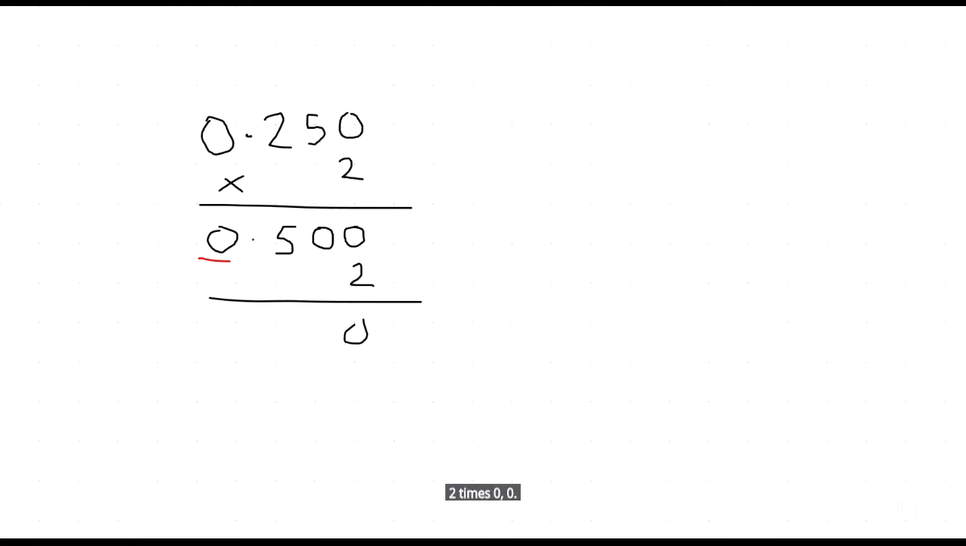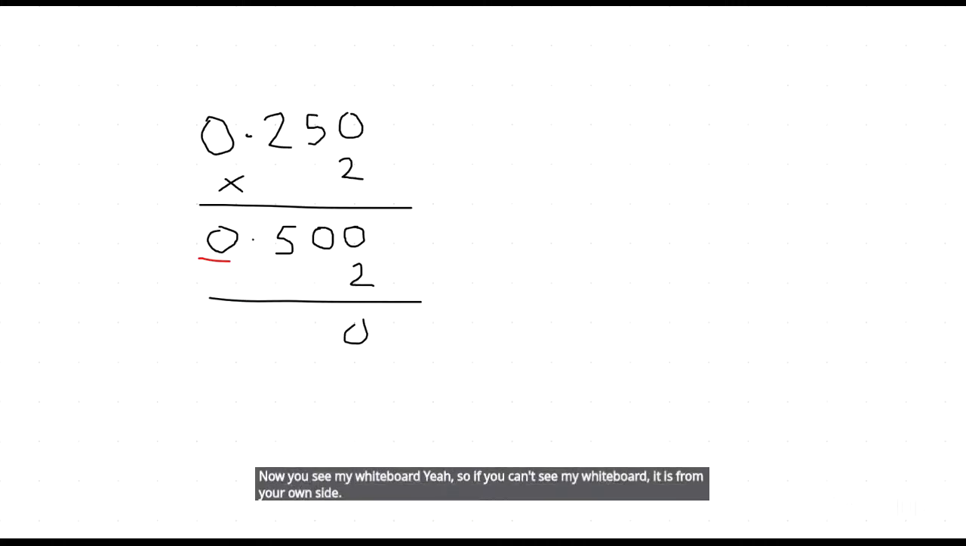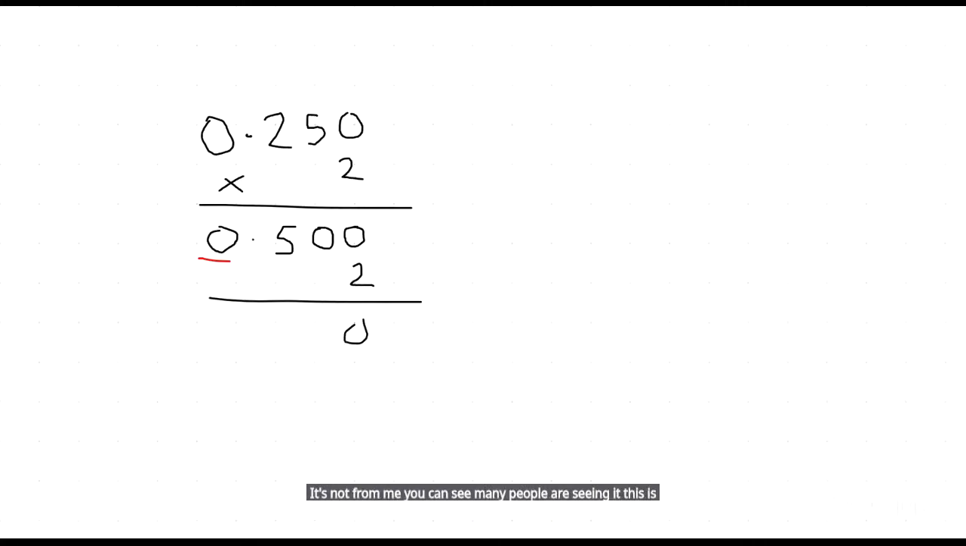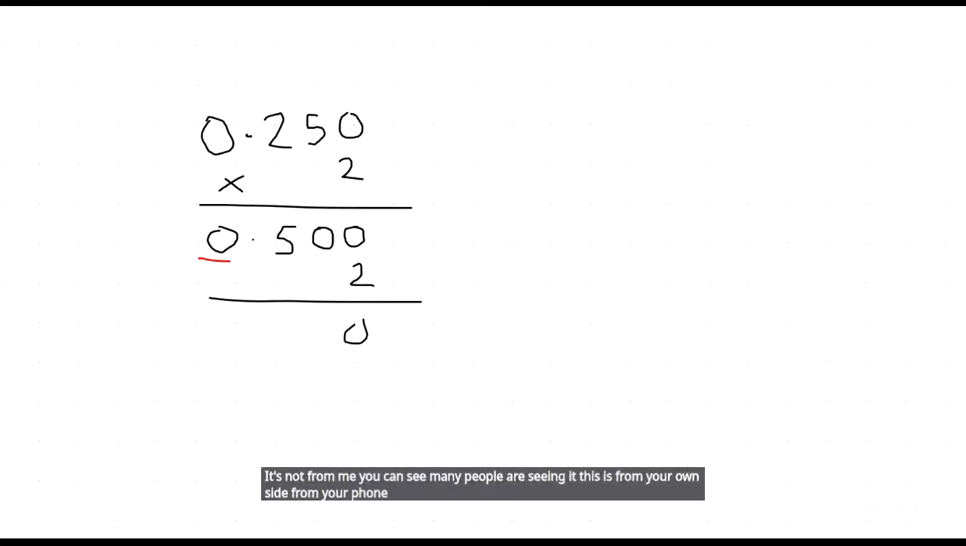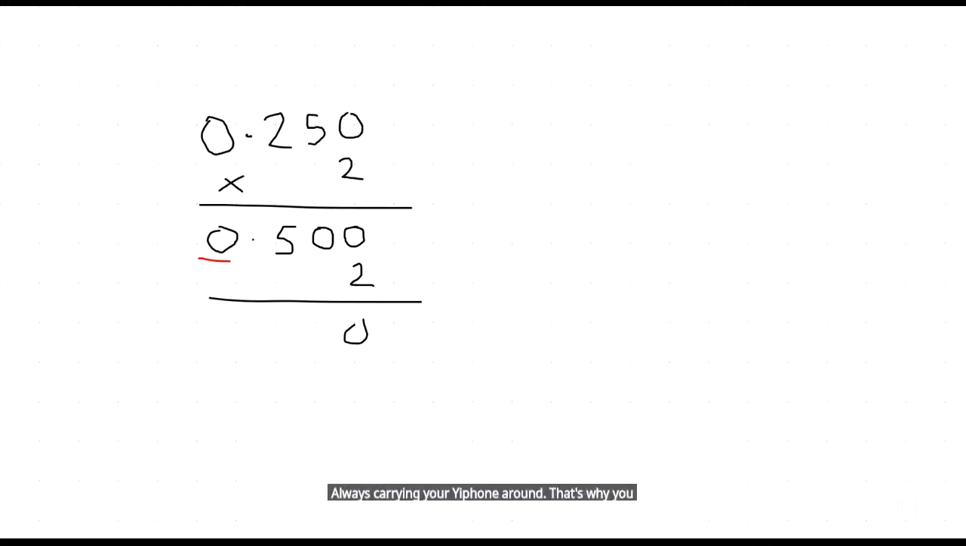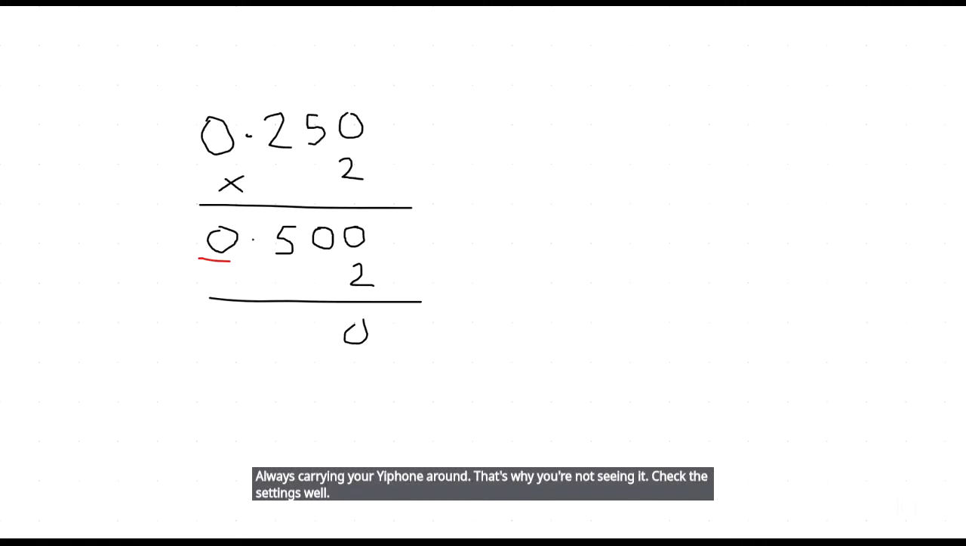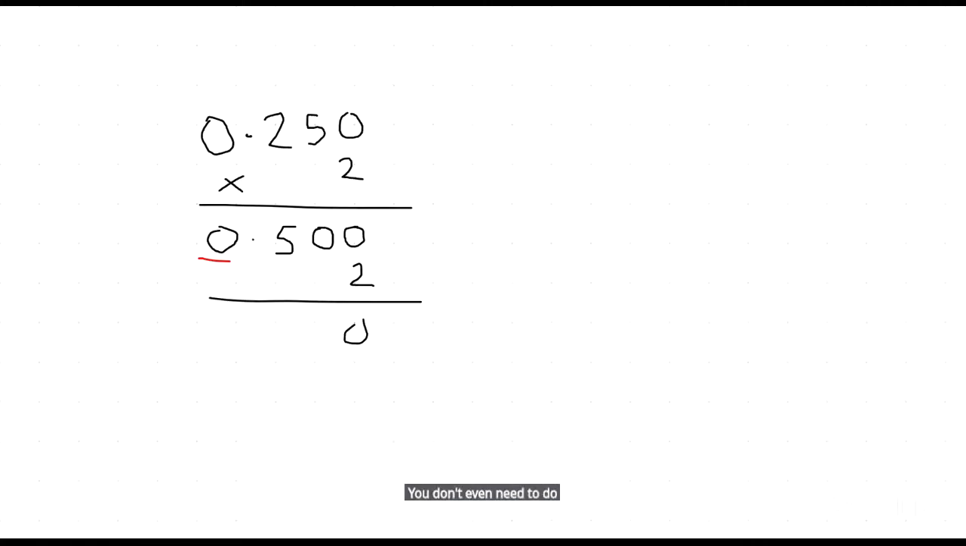People are saying they can't see anything. Can you see my whiteboard, please? Can you see my whiteboard? Yes. So if you can't see my whiteboard, it is from your own side, it is not from me. You can see many people are seeing it. It is from your phone. Buy a new phone, you will not buy. Always carrying your phone around. That's why you are not seeing it. Check the settings well. You don't even need to do any settings. It's just to open your Zoom and it will just show.